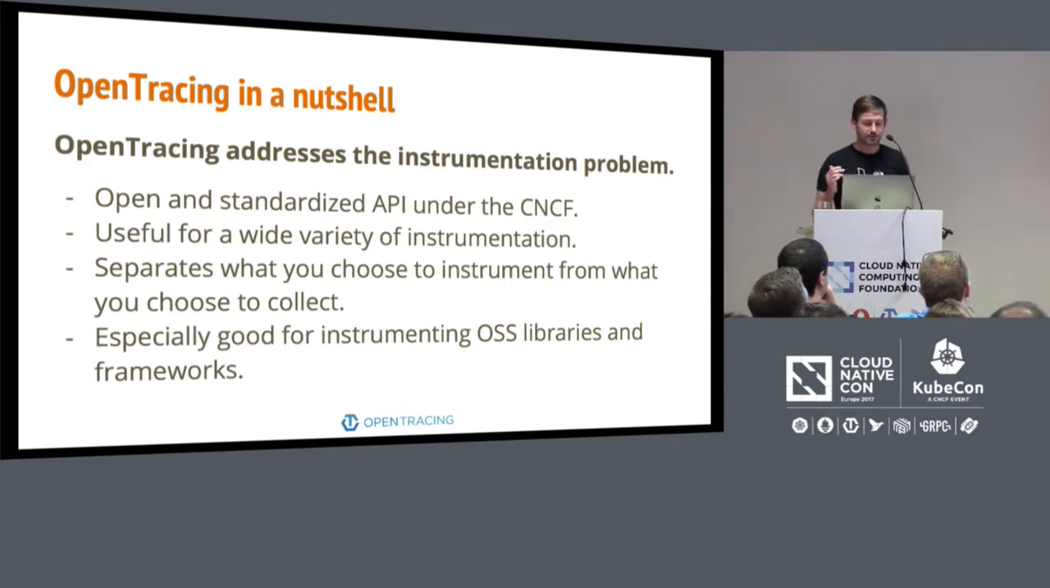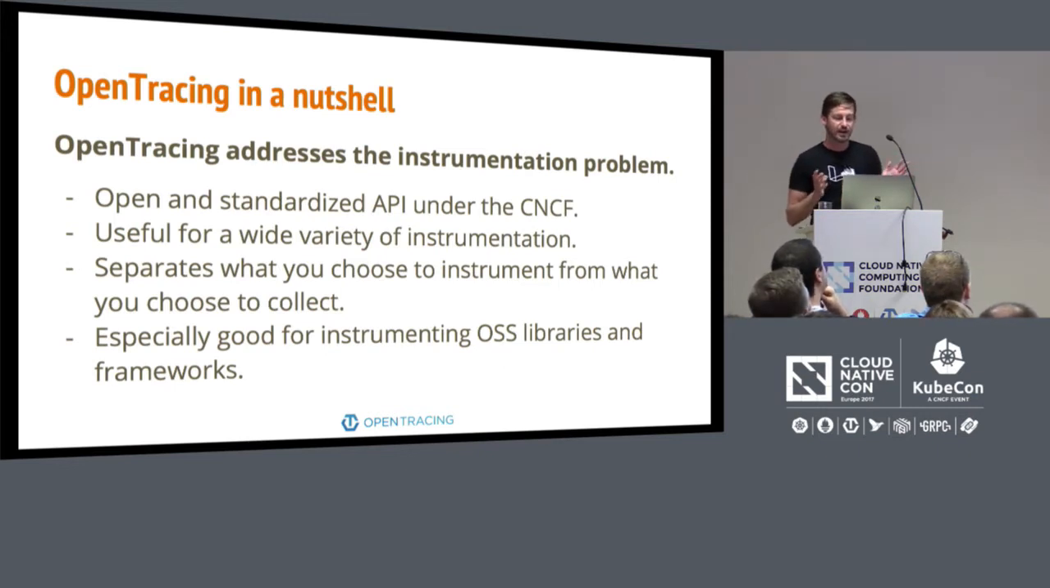OpenTracing is useful for a wide variety of instrumentation. It's not just for latency and causality. As you'll see, metrics, logging, lots of other things can be used underneath this API. It separates out choosing what you instrument from choosing what you collect. I'm sure people have been in this situation where you're asking the question, what is going on? And then you say, turn on the debug logs. And then you say, turn off the debug logs. And so you really want to separate these two things.